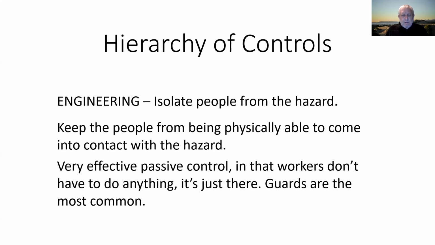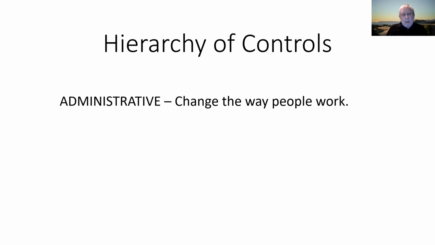This is a very effective control. It's called a passive control, in that workers don't have to do anything. It's just there. In other words, guards are the most common. When somebody gets to operate that machine, the guards are already there. So the control is there and it's doing its job, but the operator really doesn't have to do anything. So it's called a passive control.